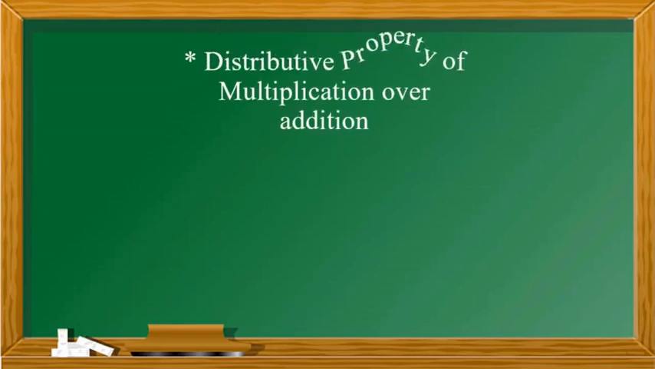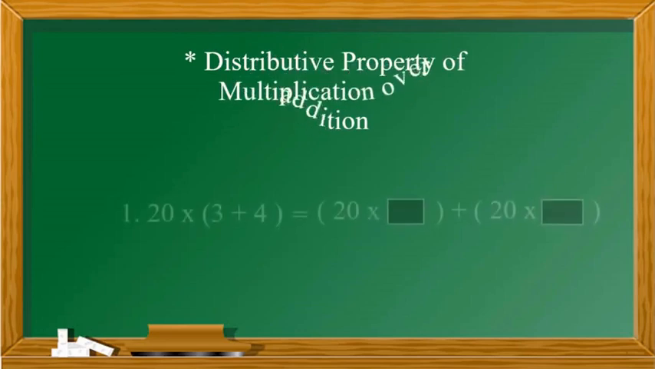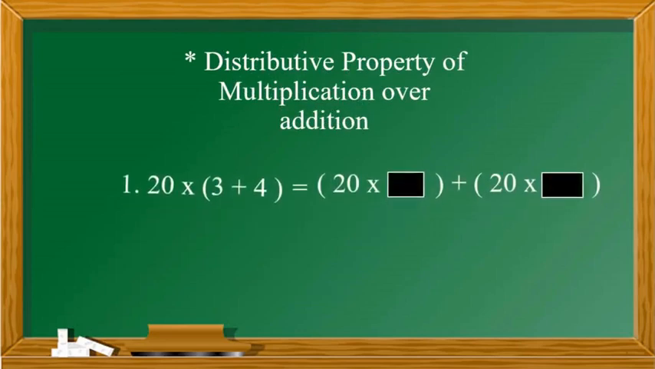Let's have our last example. Observe and listen carefully for the next problem that I will show you. This equation will show how to find the missing number involving distributive property of multiplication over addition. Example, 20 times the quantity of 3 plus 4 is equal to the quantity of 20 times the missing number plus the quantity of 20 times the missing number.